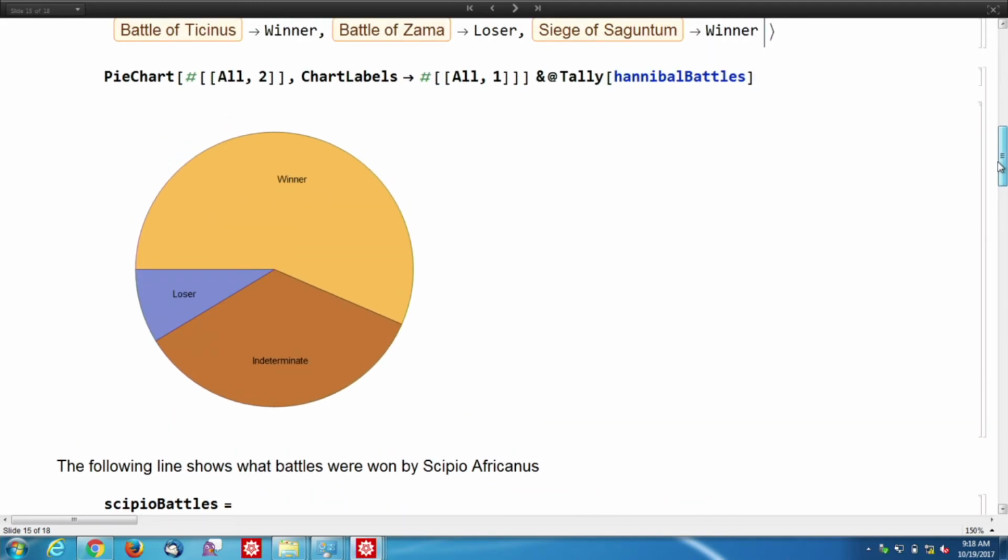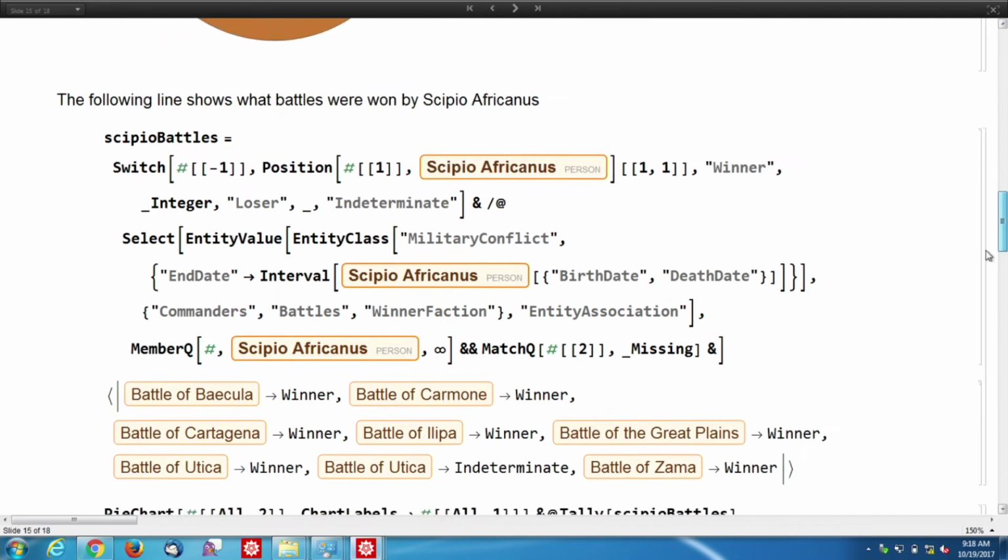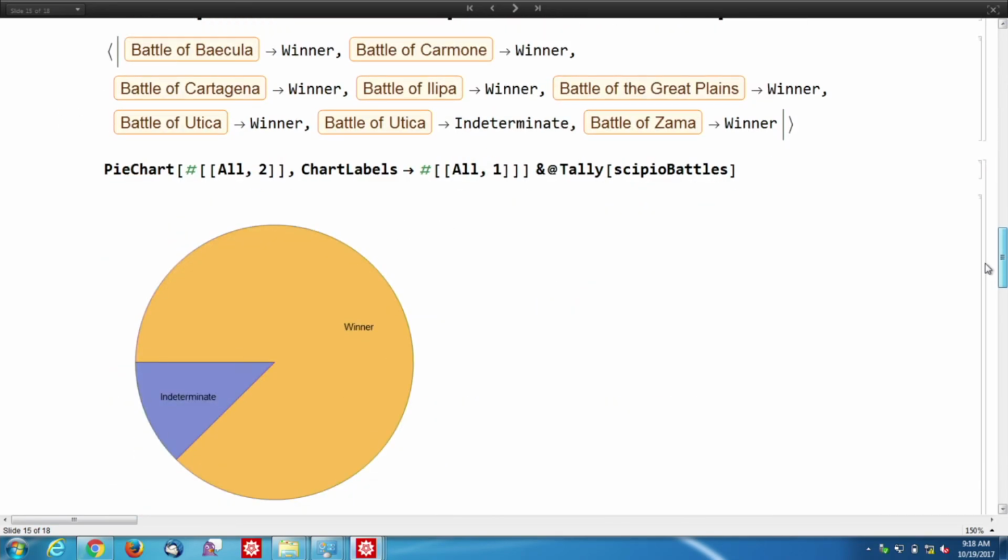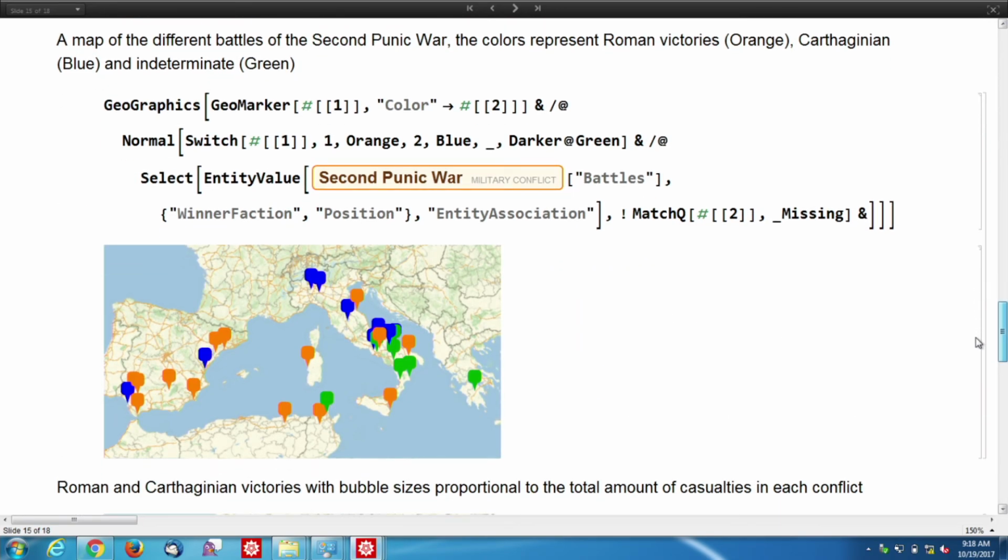We can use a pie chart to determine his rate of victories. We can do the same for Africanus. In the Second Punic War, we can analyze and give you a map of the Roman and Carthaginian victories. The green ones are the ones that were stalemates or indecisive in some way.